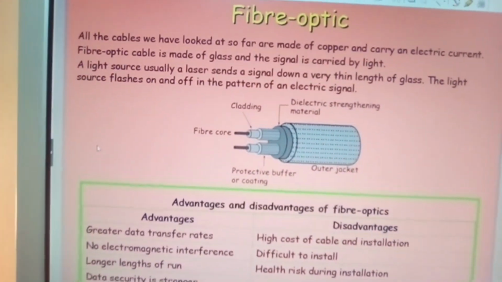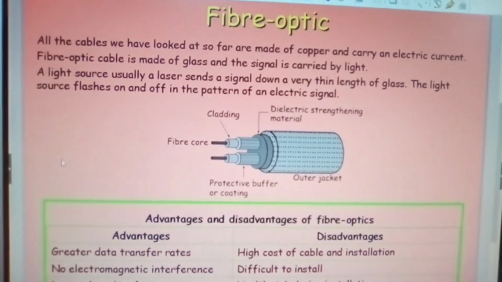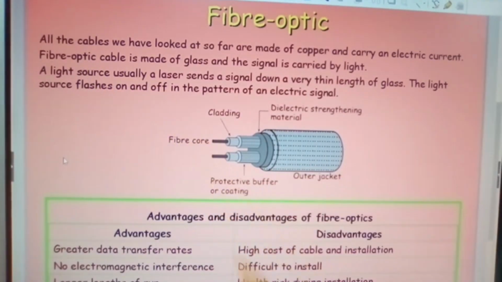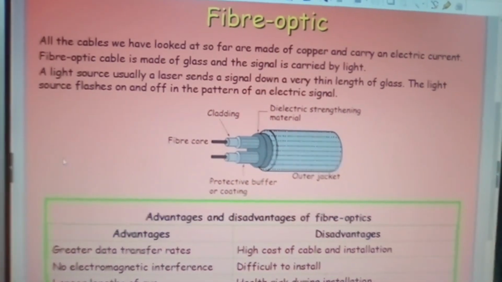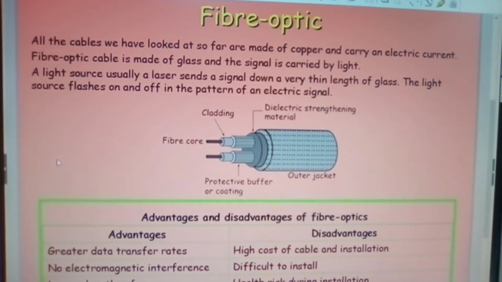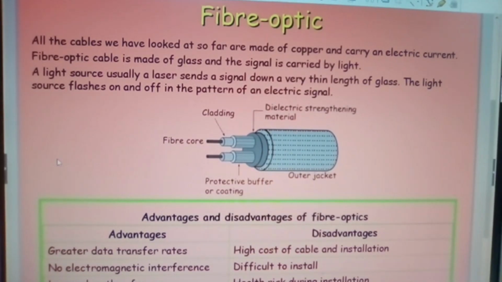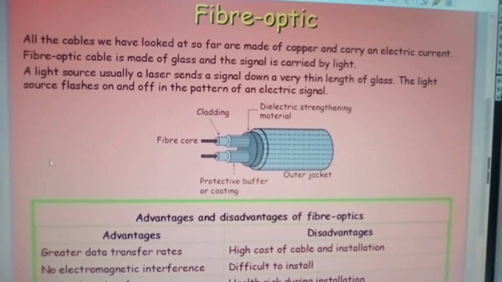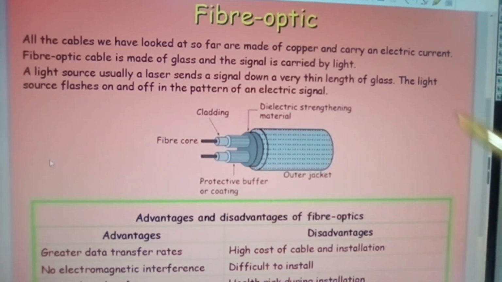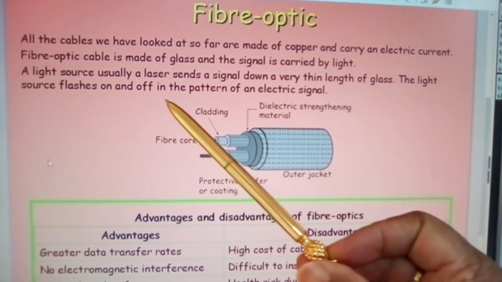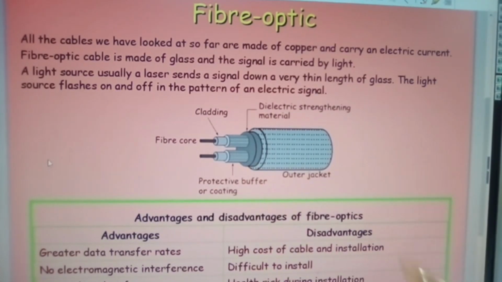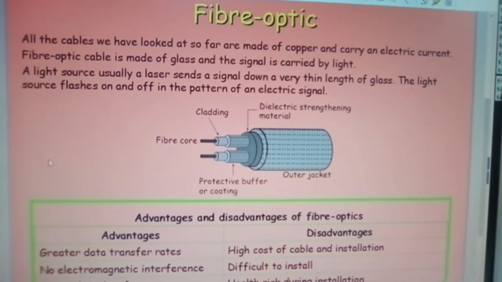Fiber optics, which is now becoming quite common, which was mainly quite expensive before. All the cables we have looked at so far are made of copper and carry an electric current. Fiber optic cable is made of glass and the signal is carried by light. A light source, usually a laser, sends a signal down a very thin length of glass. The light source flashes on and off in the pattern of an electrical signal, which allows you to transmit it down the fiber optics.